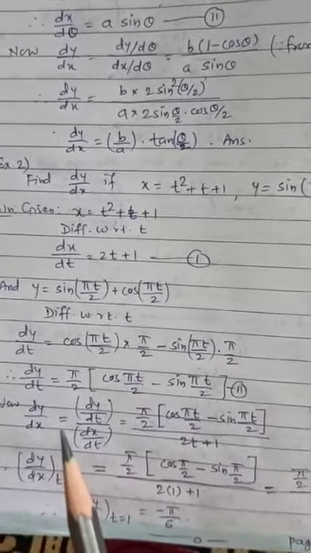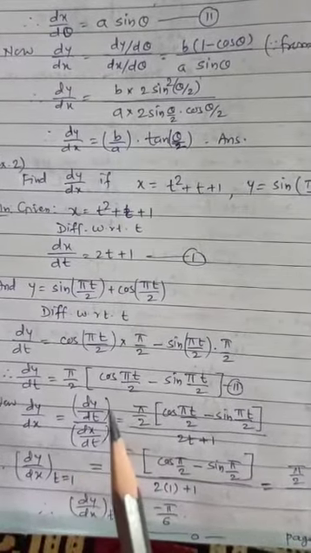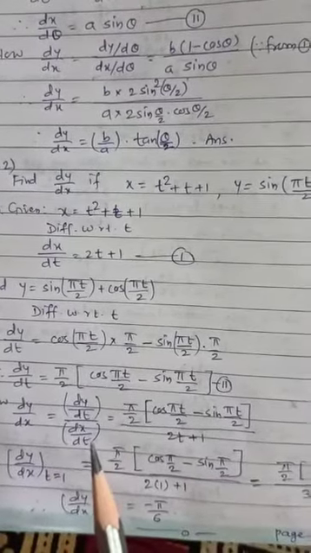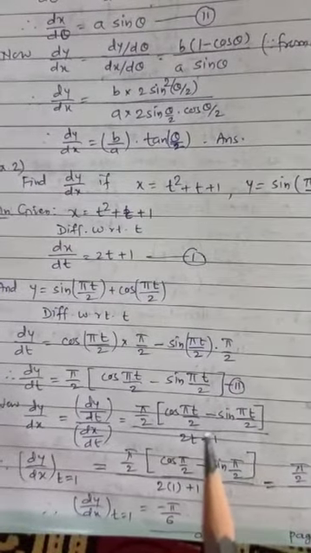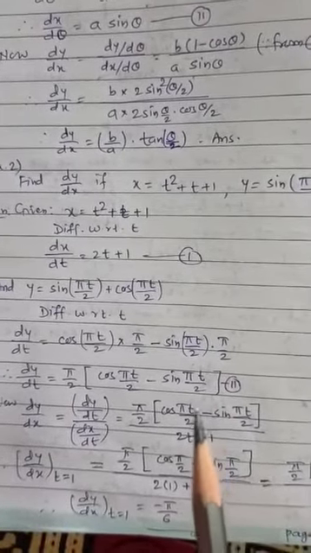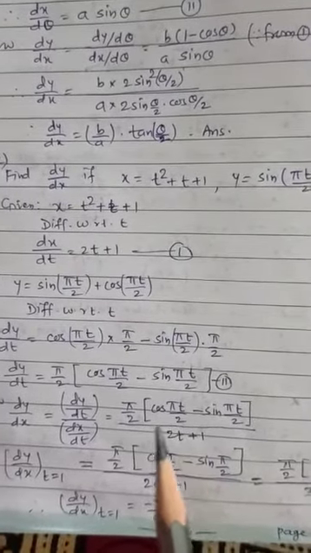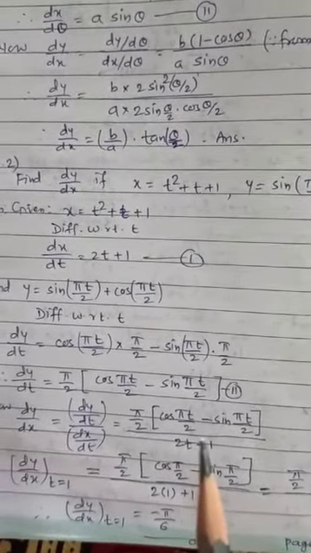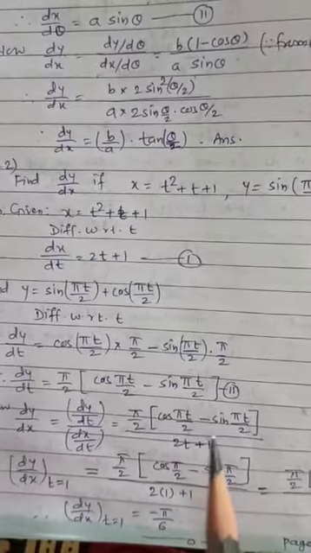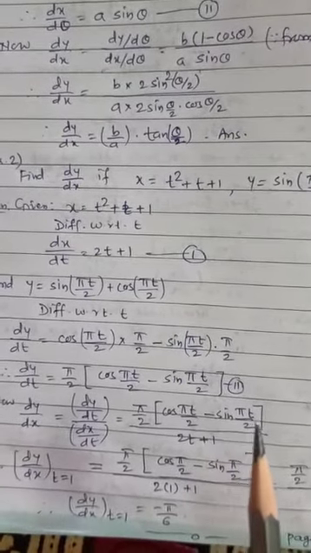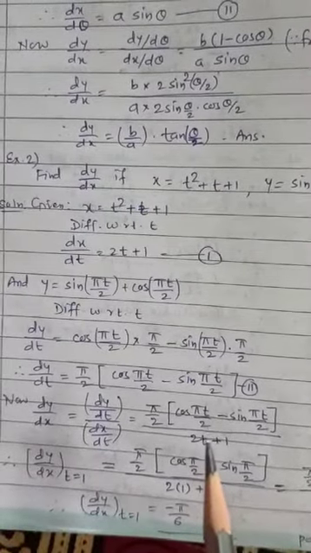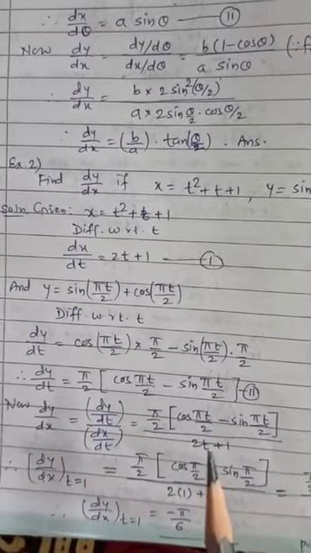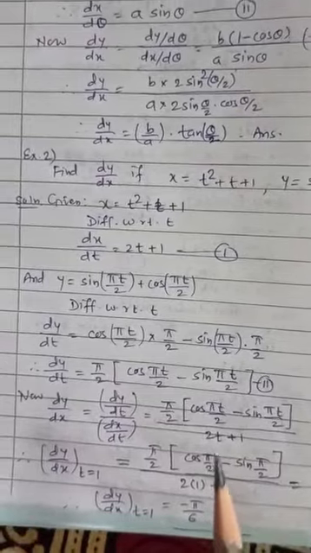By the rule, dy upon dx is equal to dy upon dt divided by dx upon dt. Put the values from 1 and 2. The value of 2 is at the numerator, pi upon 2 multiplied by, in bracket, cosine pi t divided by 2 minus sin pi t divided by 2. The denominator is 2t plus 1.